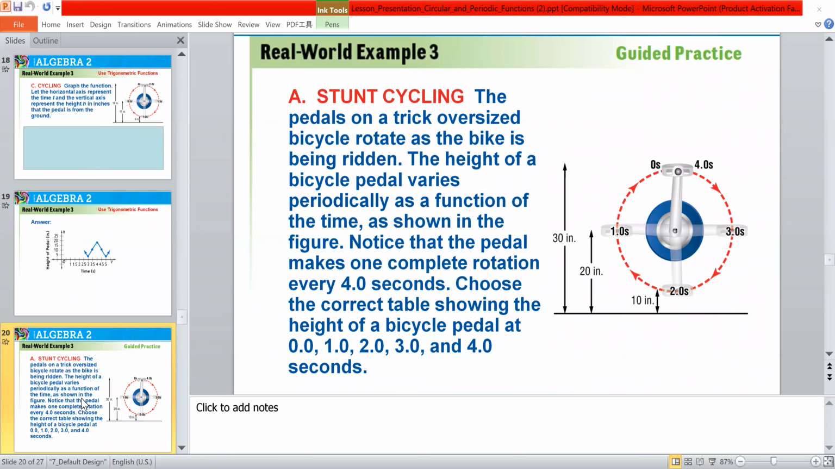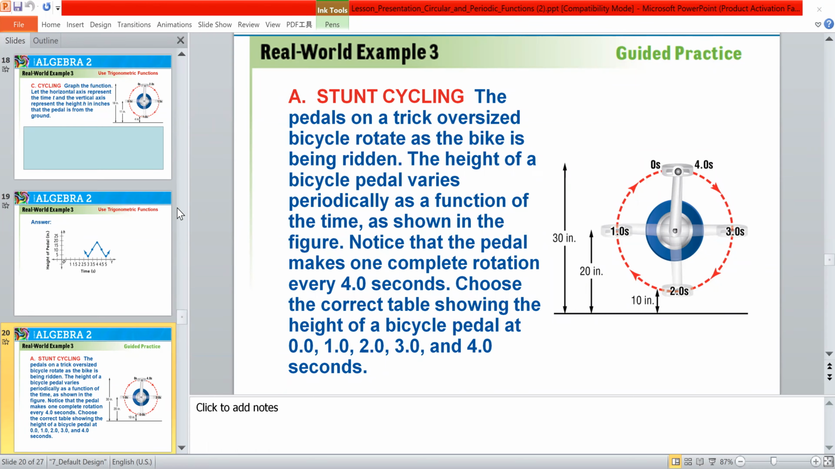Khalid, I need you to read the problem, please. The pedal of a trick oversized bicycle rotates as the bike is being ridden. The height of a bicycle pedal varies periodically as a function of time, as shown in the figure. Notice that the pedal makes one complete rotation every 4 seconds. Choose the correct table showing the height of a bicycle pedal at 0, 1, 2, 3, and 4 seconds.